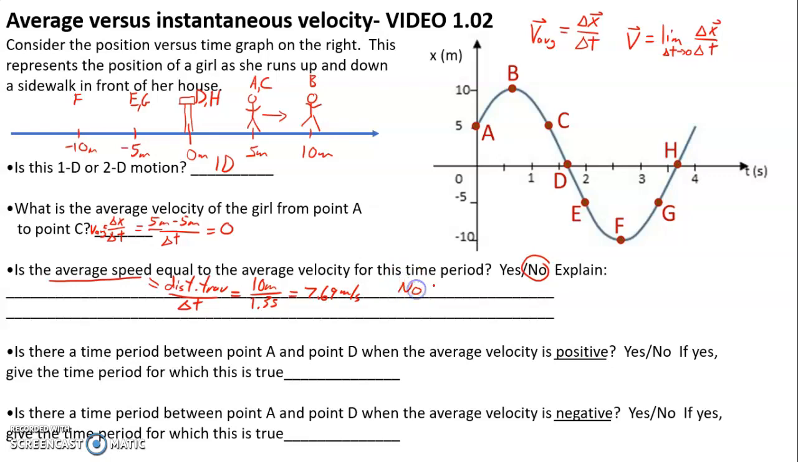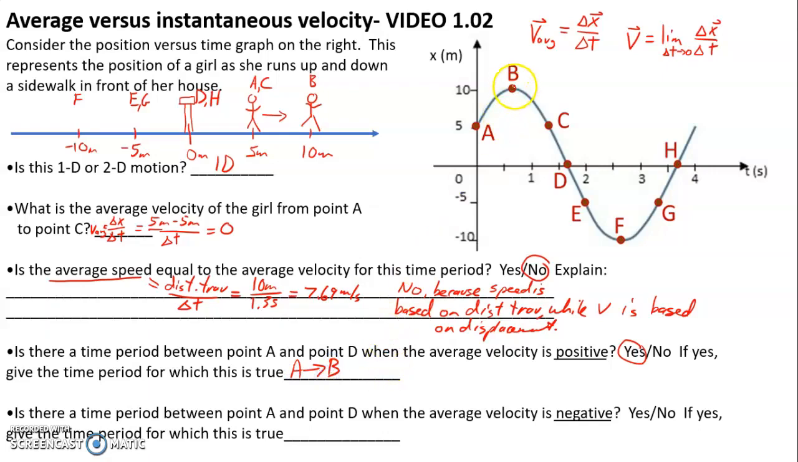We can say also, no, they're not the same, because speed is based on distance traveled, while velocity is based on displacement. That's the difference. All right, is there a time period between A and D when the average velocity is positive? Absolutely. If we look from A to B, the average velocity is positive.